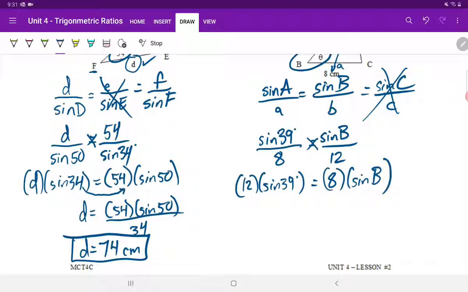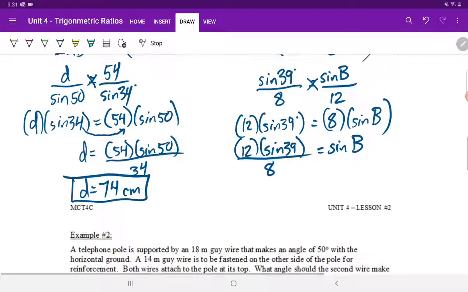Now, we need to isolate for B to solve for it. So the first number we're going to move over is our 8. We're going to divide 8 on both sides. You're going to get 12 times sine 39 divided by 8 equals sine B. Let's work this out on our calculator, and I would definitely try to keep at least 4 decimal places here as you're working out throughout your solution. So you end up getting 0.9439 is equal to sine of B.